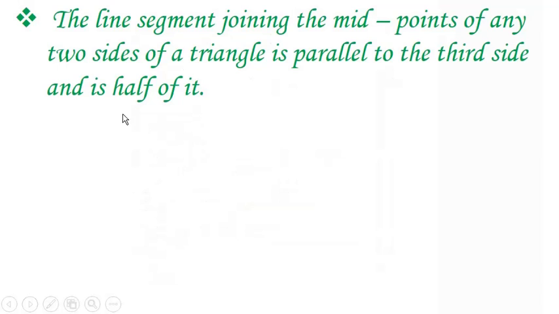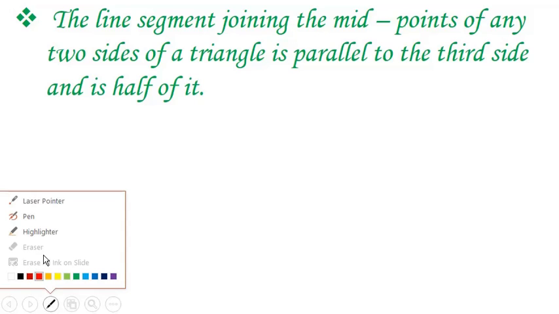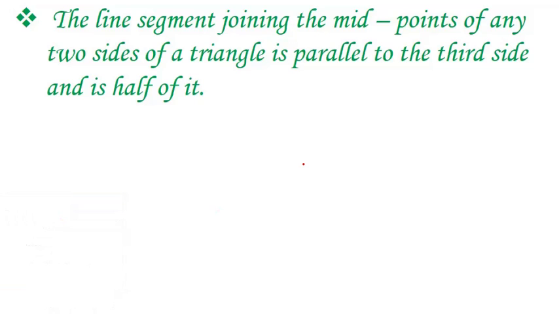The next statement: the line segment joining the midpoints of any two sides of a triangle is parallel to the third side and is half of it. This is a theorem, and with the help of this statement, we are able to solve the questions of exercise 8.2. Let's draw a figure relevant to this statement. So the figure will be in this way.